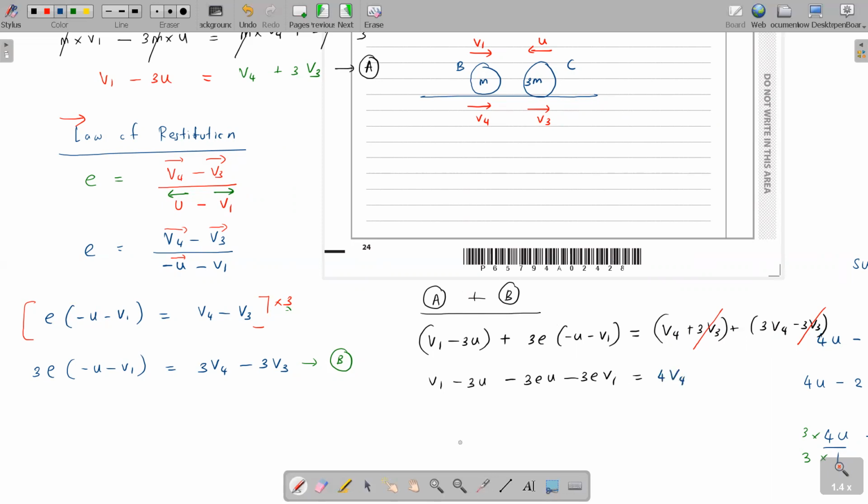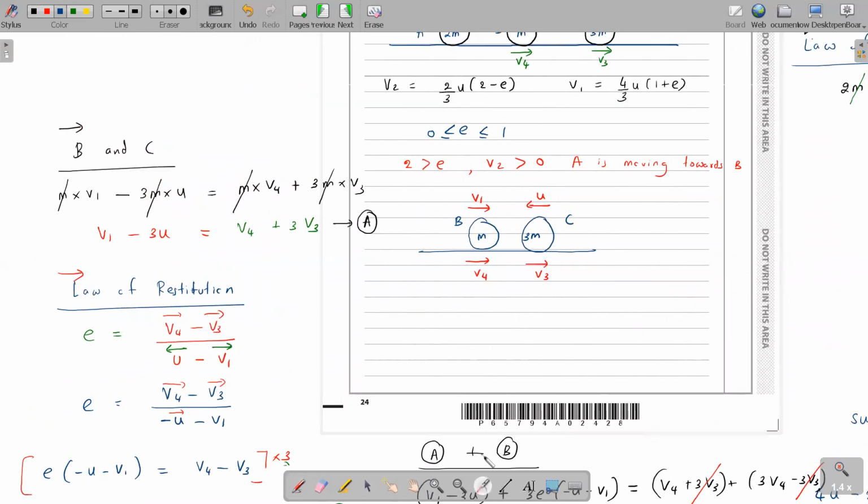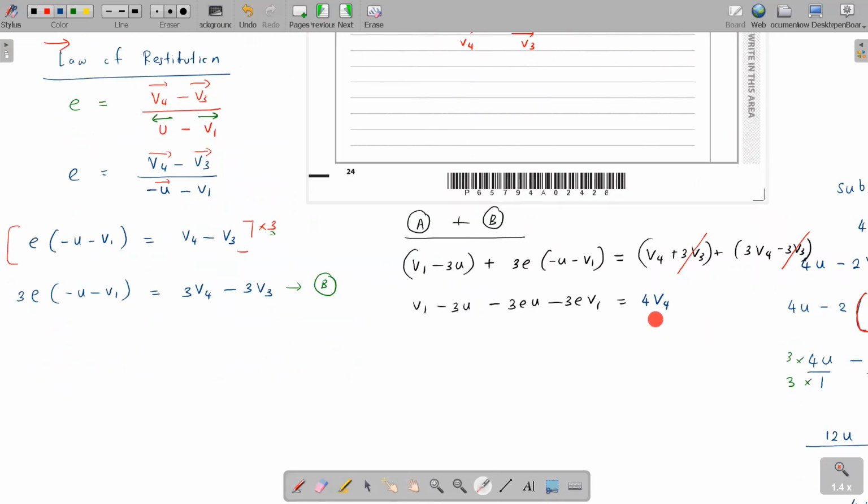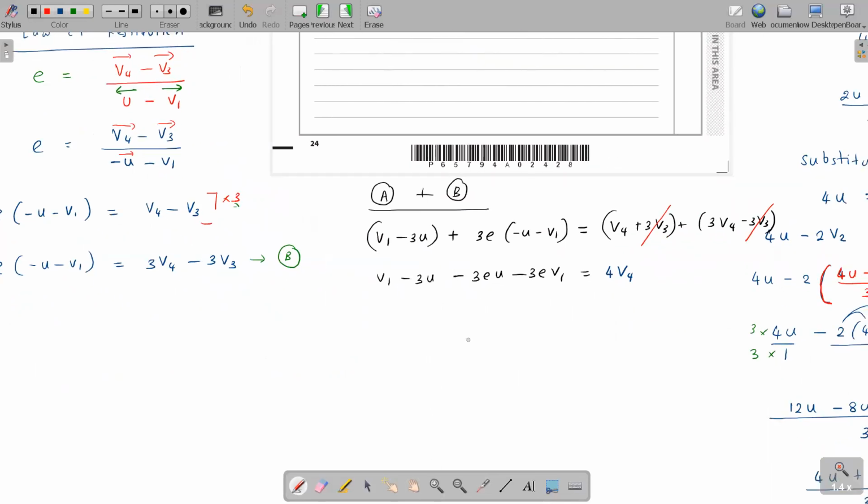Right, so now we are at the end. We just need to put our V1 value. And actually we have to get a value for V4, and compare it with the speed of A and C and show that A and B actually collide again. So what do I get here? Let me bring the V1 guys together: V1 minus 3E V1 minus 3U minus 3EU, right? I can take V1 out from these two guys, 1 minus 3E. Is that okay?